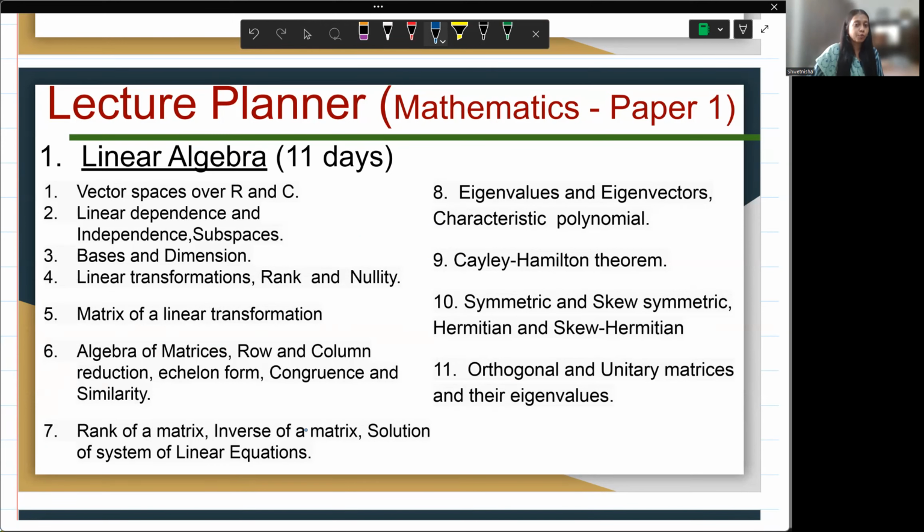The first syllabus is vector spaces over reals and complex, linear dependence and independence, subspaces, basis, dimensions, linear transformation, rank and nullity, matrix of a linear transformation. So the first 5 topics, I would say, can be totally new to the BTech students here, right? They haven't done vector spaces in that much detail, but if your background is from mathematics, for example, you have done BSc mathematics honors or masters in mathematics, then obviously you have seen this, right?